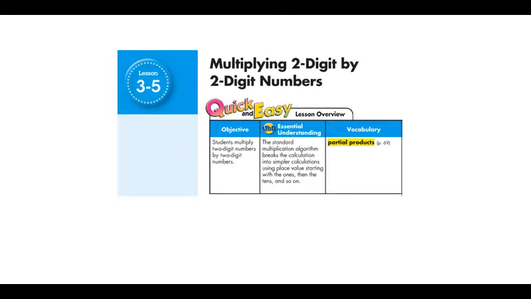Topic 3, Lesson 5, Multiplying 2-digit by 2-digit numbers. Today you will multiply 2-digit numbers by 2-digit numbers. I will use the words partial products a lot in this lesson, so make sure you have your book, your notebook, and your pencil ready to write.